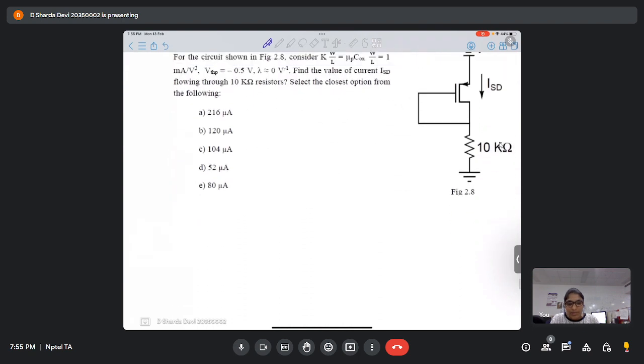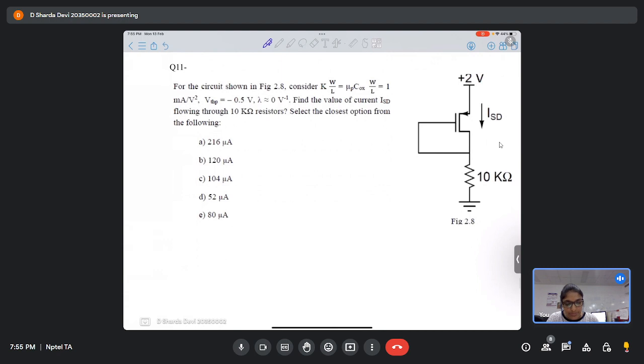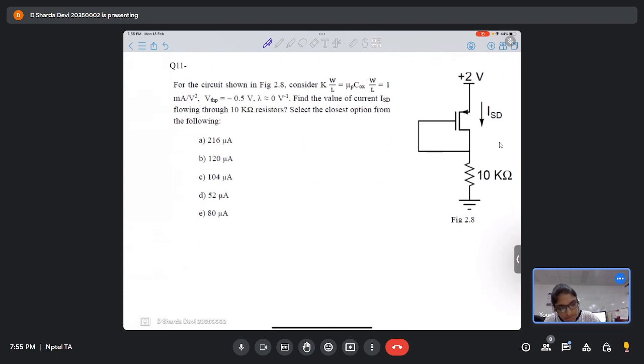Yes, ma'am. Next question. Okay, so in this question what we have to find is, find the value of current ISD flowing through 10 kilo ohms. Okay, what type of MOSFET is this? NMOS. Is it NMOS? Yeah, it's a PMOS. So this is source, drain, gate. So let me ask you, by looking at this configuration, what do you think? Is this transistor in saturation or not?